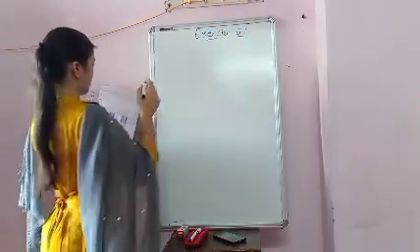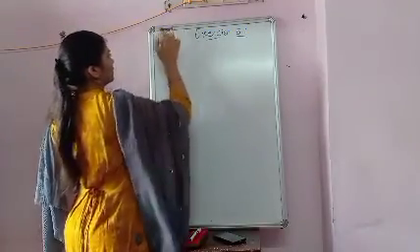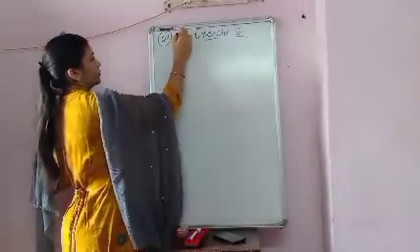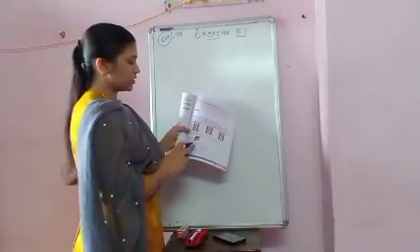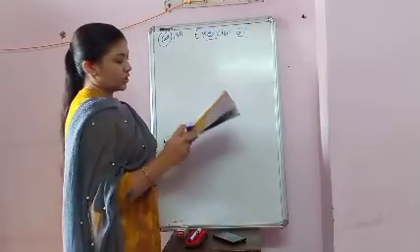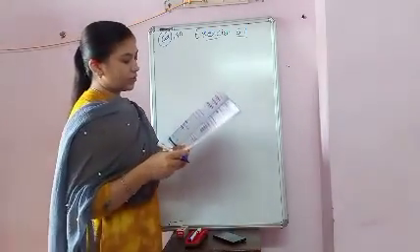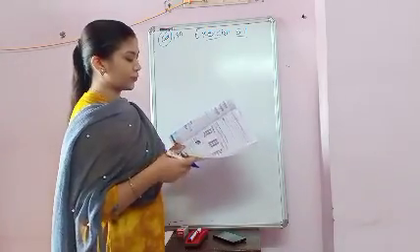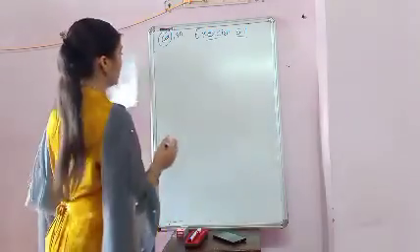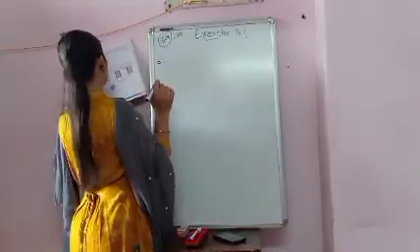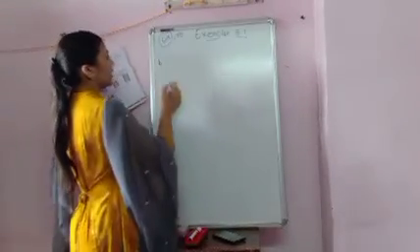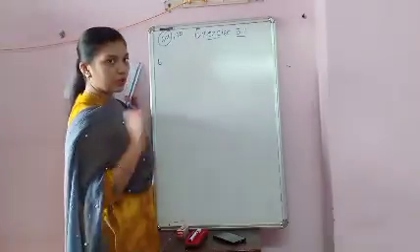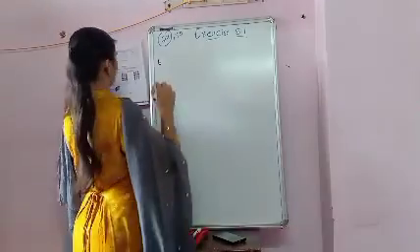Open page number 69. First we solve 69, then you have to go to 70. This is question number 1. Fill in the box. The first one is done for you. Here A is already given to you, so I am solving B.